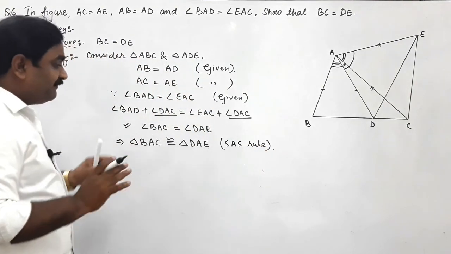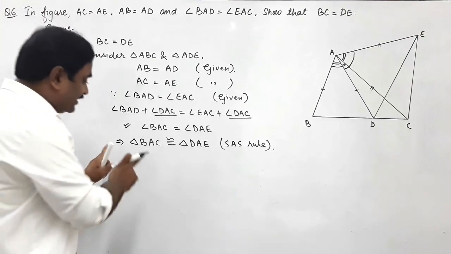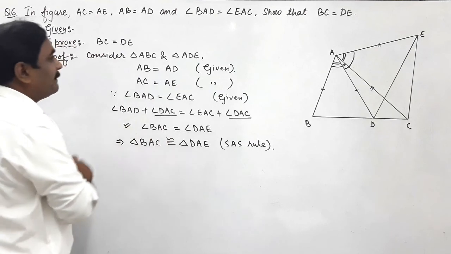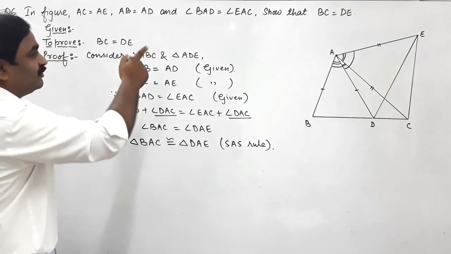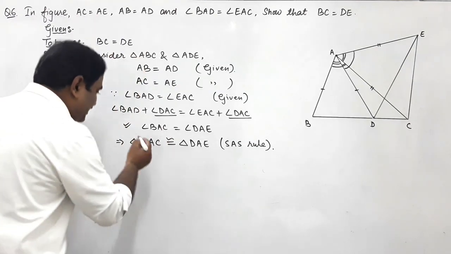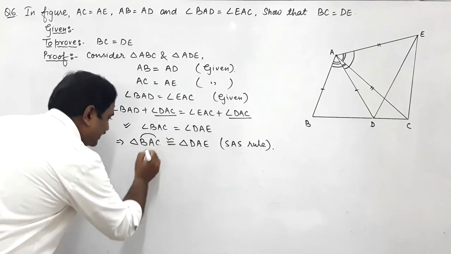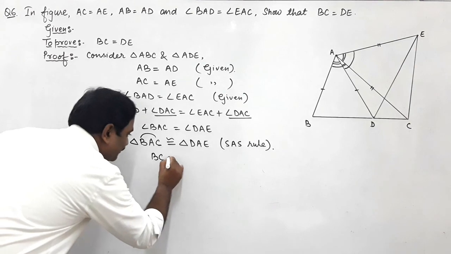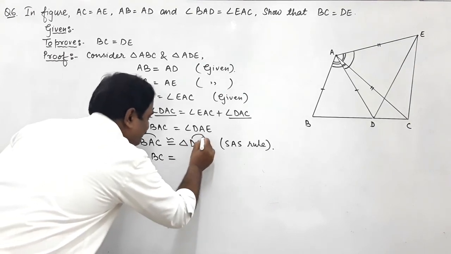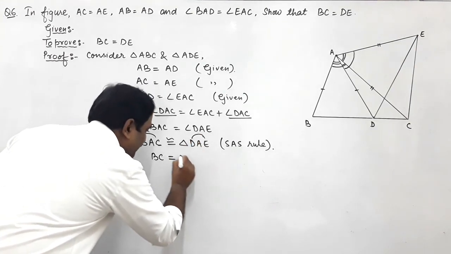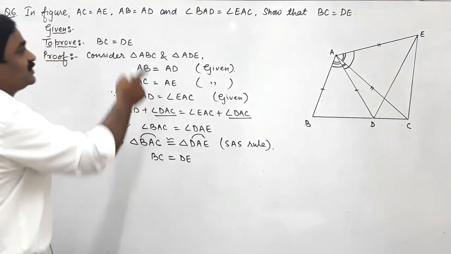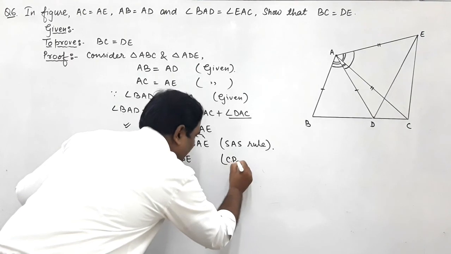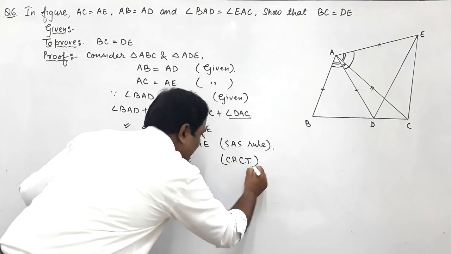Now we have written in the correct order of corresponding parts. So let us compare and see what you are going to prove: BC. So BC is the first and third letter of this triangle. So the first and third letter of this triangle you have taken will be equal to the first and third letter of this triangle also. BC is equal to DE. BC is equal to DE. This you are going to prove by CPCT, corresponding parts of congruent triangles.